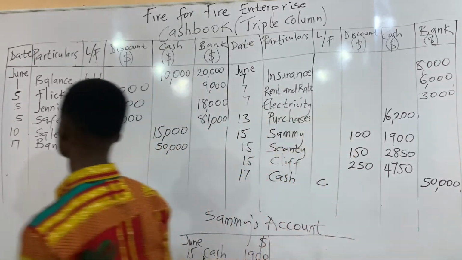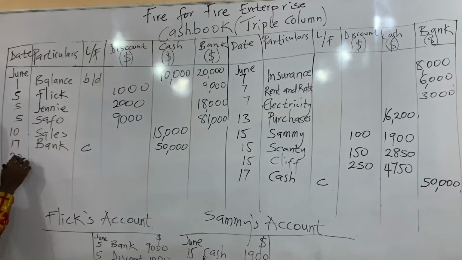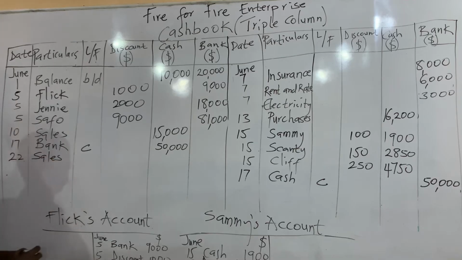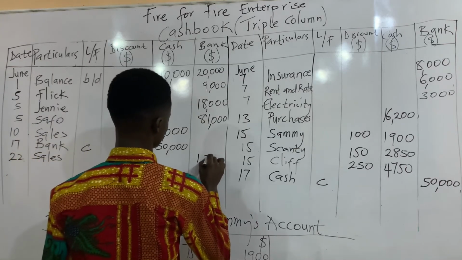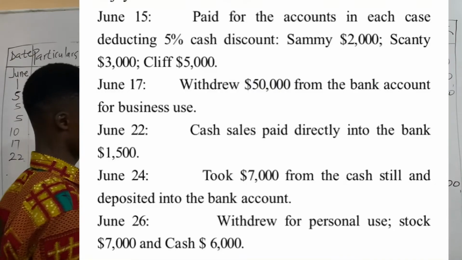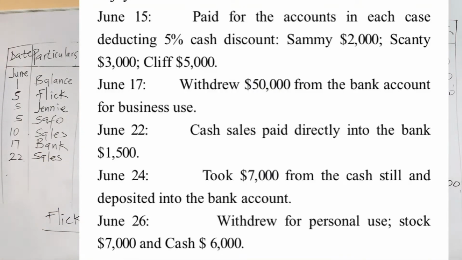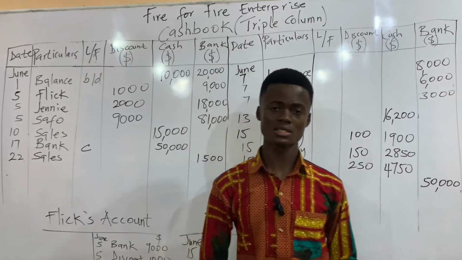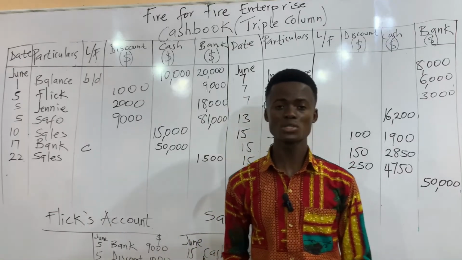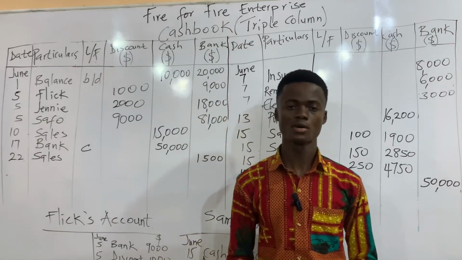So this took place on June 22nd. June 22nd, the corresponding account is sales account and the amount involved is 1,500. The next transaction is on June 24th, took $7,000 from the cash till and deposited it into the bank account. So this transaction also means that $7,000 was taken from the cash account of the business and it was deposited into the bank account of the business.